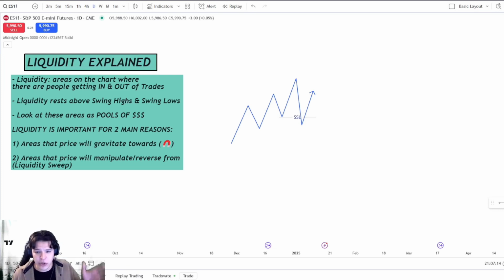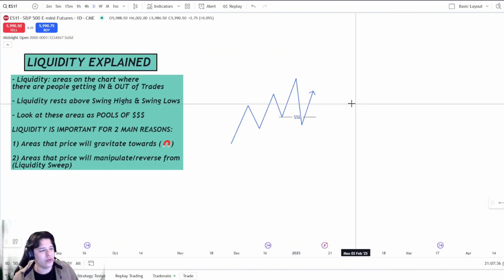That should be easy. Understanding that these are areas where price will gravitate to is extremely easy because it kind of goes in line with market structure, hence why we covered it first. Now, the second part, liquidity sweeps, right? These are areas where price can potentially reverse from. And this is exactly what I'm showing you here with market structure. We're not covering candlesticks yet, but I will show you guys at the end of this video examples with candlesticks.